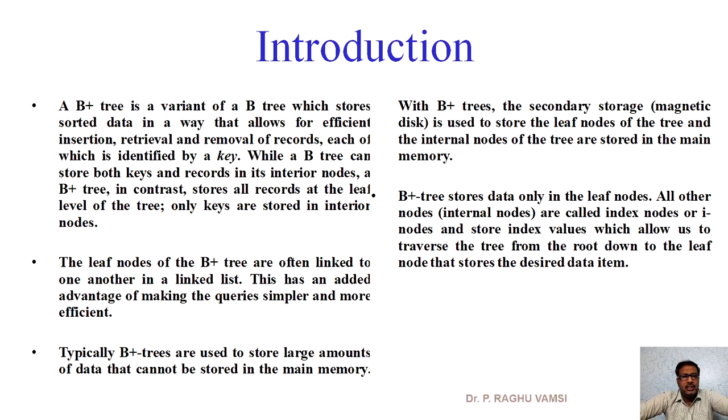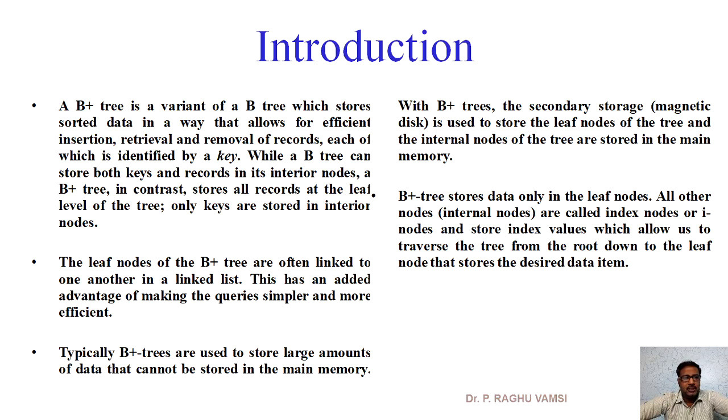A B plus tree is a variant of B tree which stores data in a way that allows for efficient insertion, retrieval, and removal of records, each of which is identified by a key. That means B plus tree is a variant of B tree, so whatever properties apply to a tree are applicable to a B plus tree also. However, in B trees, the data and the keys can also be stored in the tree.